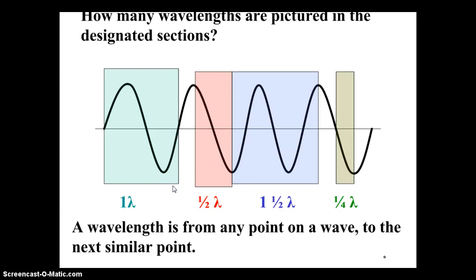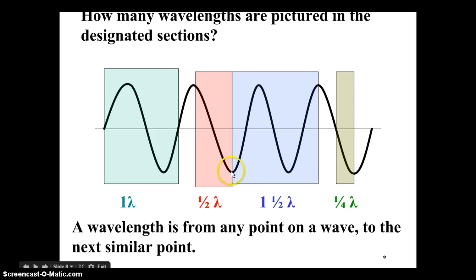You look here and check out how many wavelengths are pictured. In this blue section, if I start from the equilibrium position, I go up, I have a crest, go down through, go up through the trough, and come back to the equilibrium position, you have one wave. And this red section, if I start from the crest and I go to the trough, that's only half of a wave. You want one full crest, one full trough in order to make a complete wave.